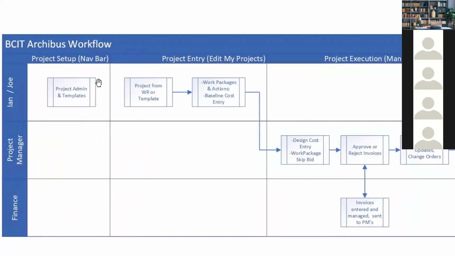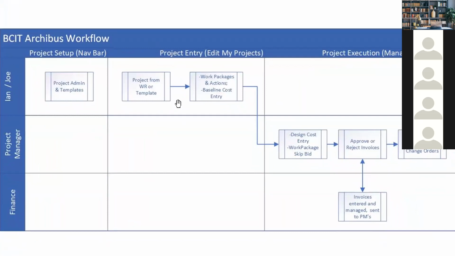From that point, there's two general ways that you're going to be receiving projects from Ian or Joe. One is from a work request, the other is from a template. Now, work request would be, as I mentioned, in corrective maintenance. Somebody sends a ticket in and it's worked. Ian or Joe have the ability to take that ticket and turn it into an actual project in Archibus. So that would be one way that core information is set up in Archibus and then sent to you folks.